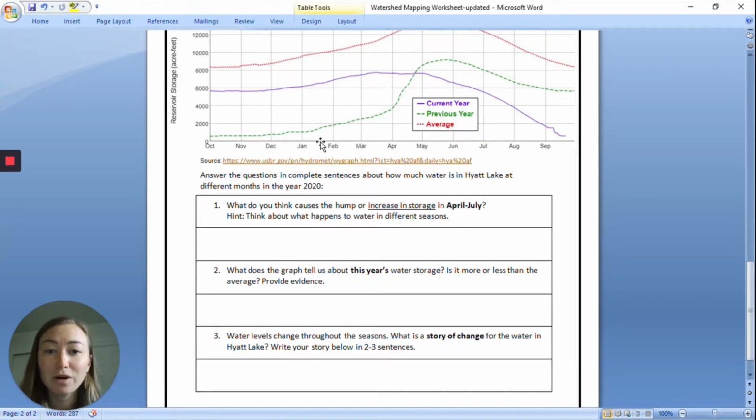And then the water changes from snow and it melts to liquid form. And then it fills up the lake and it keeps raining in the spring and fills up the lake even more. And then in the summertime, it starts to melt and water is used for farms and the water storage goes down, down, down, down until it's almost empty. So write out that story of change for the water in Hyatt Lake down here in this section.